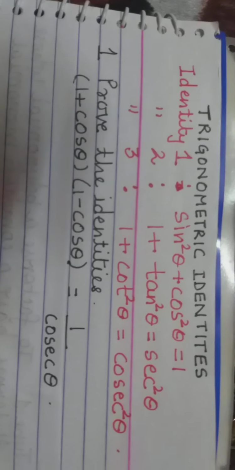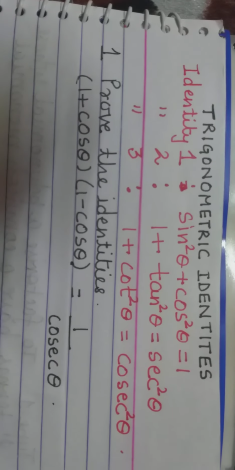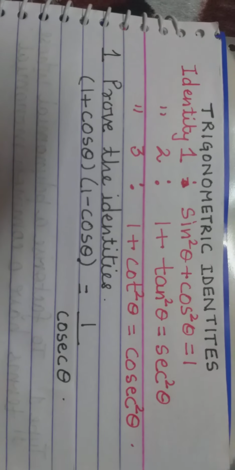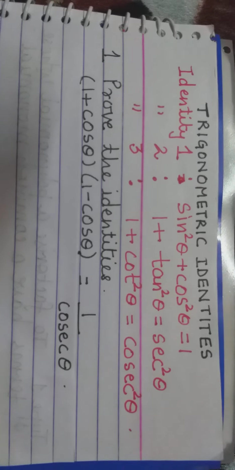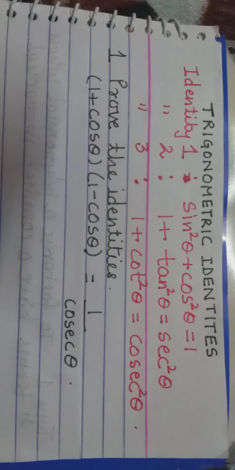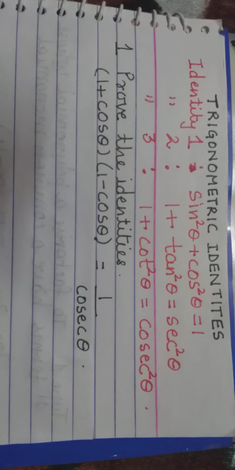Om Shanti class. Now we know about these identities 1, 2 and 3: sine squared theta plus cos squared theta is equal to 1; 1 plus tan squared theta equals sec squared theta; 1 plus cot squared theta equals cosec squared theta. Today we'll make use of them in proving identities.